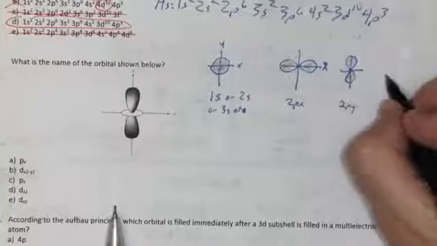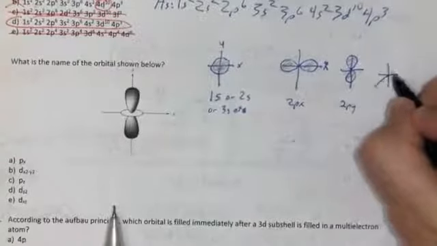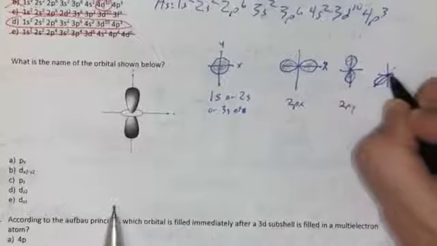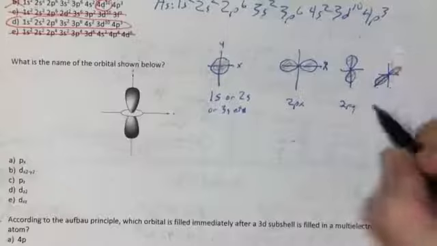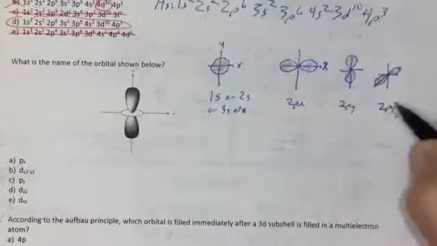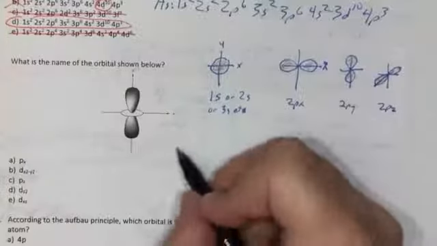And if I have a 2p sub z, it's on the z-axis, which comes in and out of the plane of the paper. So 2 lobes right there. This would be a 2p sub z. So you need to know the shapes of these orbitals. Next, you have 5 different 3d orbitals.